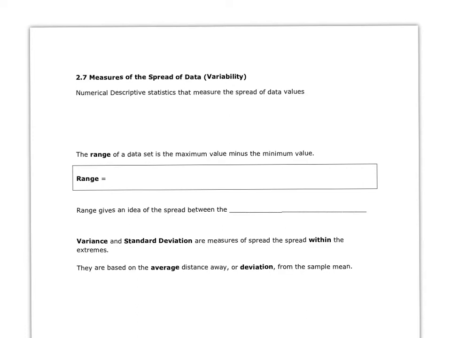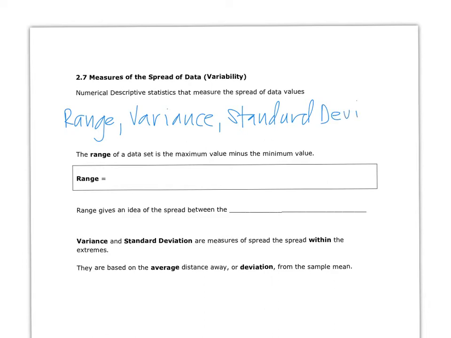Okay, we're on to 2.7, where we're looking at descriptive statistics still. Now we are looking at measures of the spread of data, or another way to say that is we're looking at measures of how variable the data is. And the ones that we're going to look at are just briefly range, and then variance and standard deviation. Standard deviation being the one that's most often used and talked about.